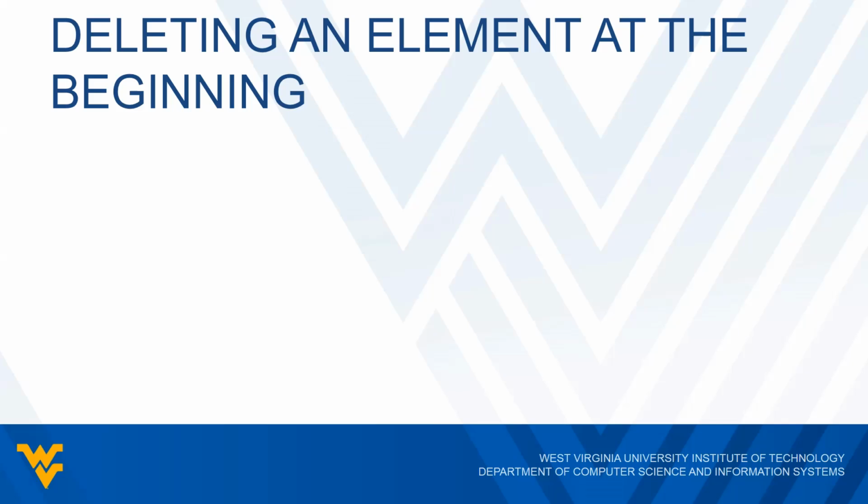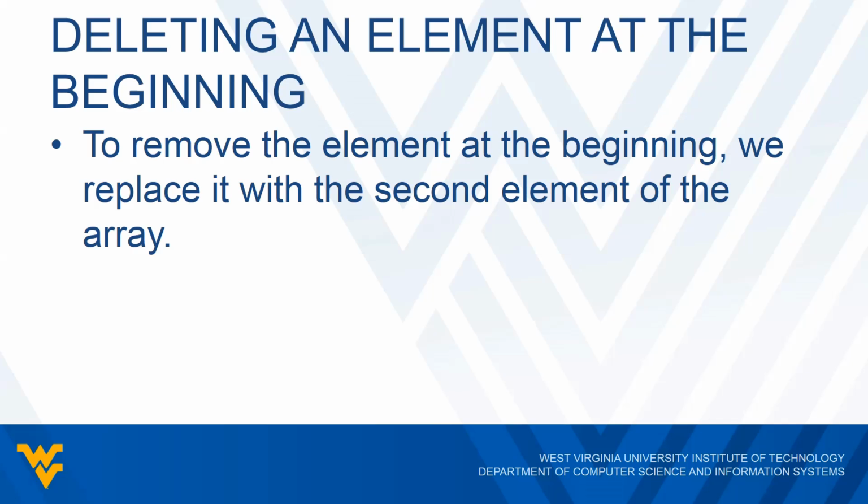So what about deleting an element at the beginning of the array? Once again, we can't physically just remove that element and then make the second element be the first element of the array. That just kind of messes up the fact that we have a giant array for our memory allocation. Now, what we can do instead is we can replace the first element of the array with the second element of the array. So we can take A1 and store it into A0.